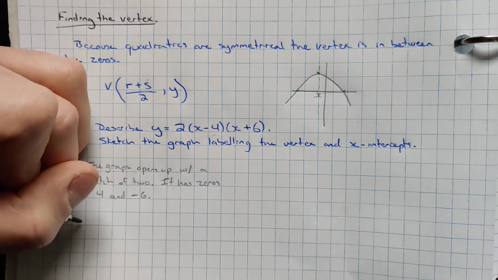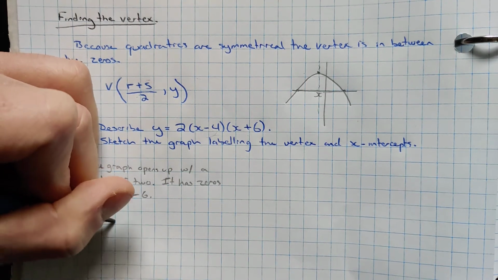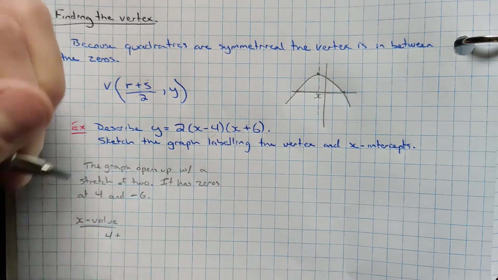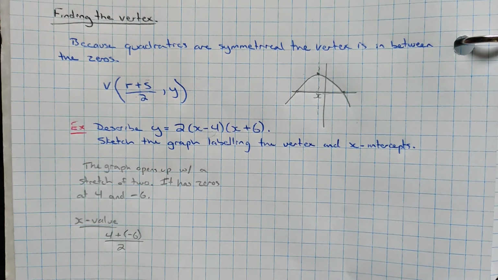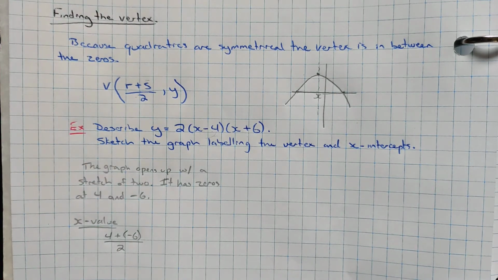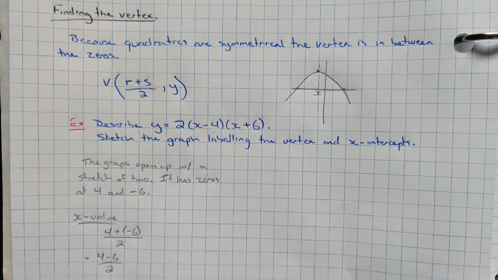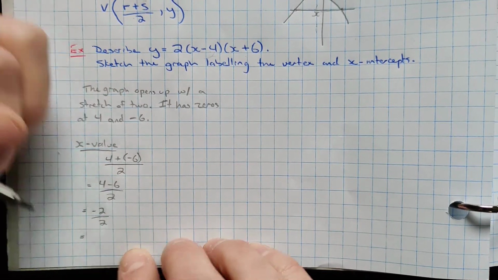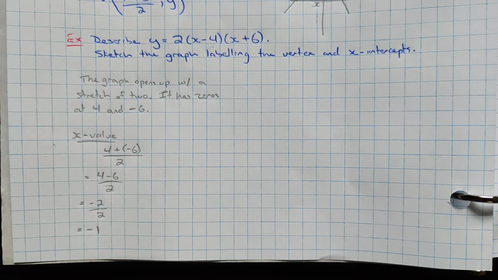So let's do that. The x value is the r, which is 4, plus the s, which is -6, divided by 2. So the x value is going to be 4 plus -6 divided by 2, or 4 minus 6 divided by 2. 4 minus 6 is simply -2. So I have -2 over 2, which works out to -1. There's my x value, -1.